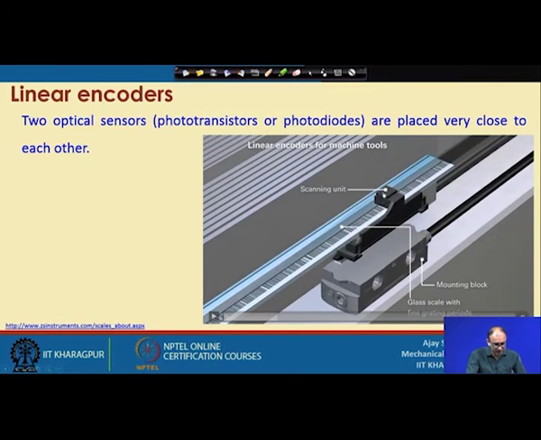So, this is the scanning unit, and this is the mounting block, because you have to mount this and make sure that when you are machining, because you are using coolant and many hot chips are also coming, everything is completely covered by a metallic cover, so that nothing from outside creates any problem with the measurement unit. This is the glass scale with a very fine grating on top of it.